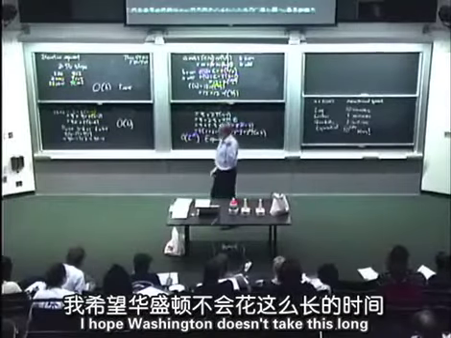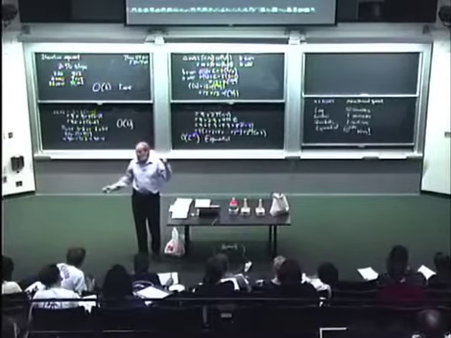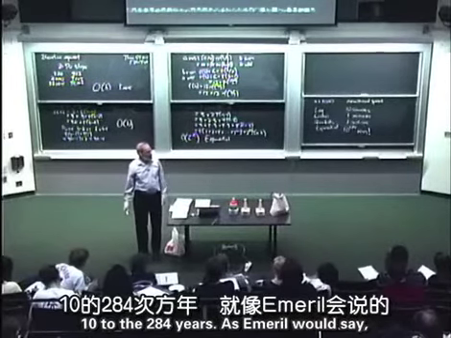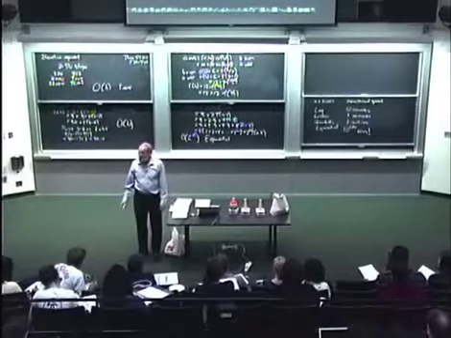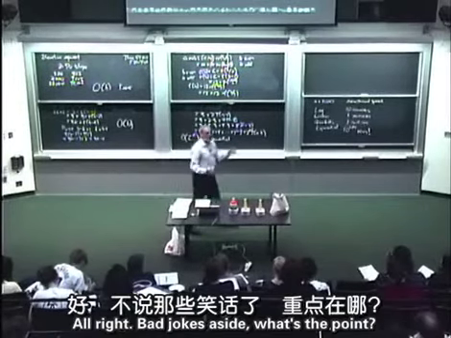I hope Washington doesn't take this long to fix my 401k plan, all right? 10 to the 284 years. As Emerald would say, pow. That's some spicy whatever. All right, bad jokes aside, what's the point?